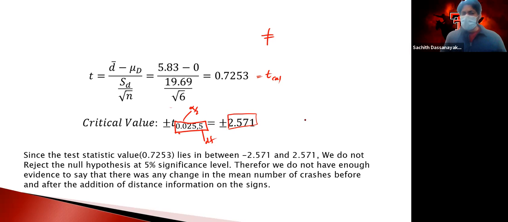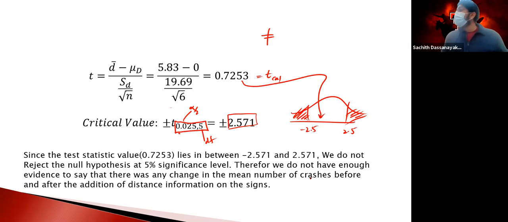Why plus or minus? Because it is like this. These are the rejection regions. So this is negative 2.5, this is positive 2.5. Your value is 0.7, negative 0.7 somewhere here. So what happened? In between these two values, we do not reject H naught. Based on that, you can give your conclusion.